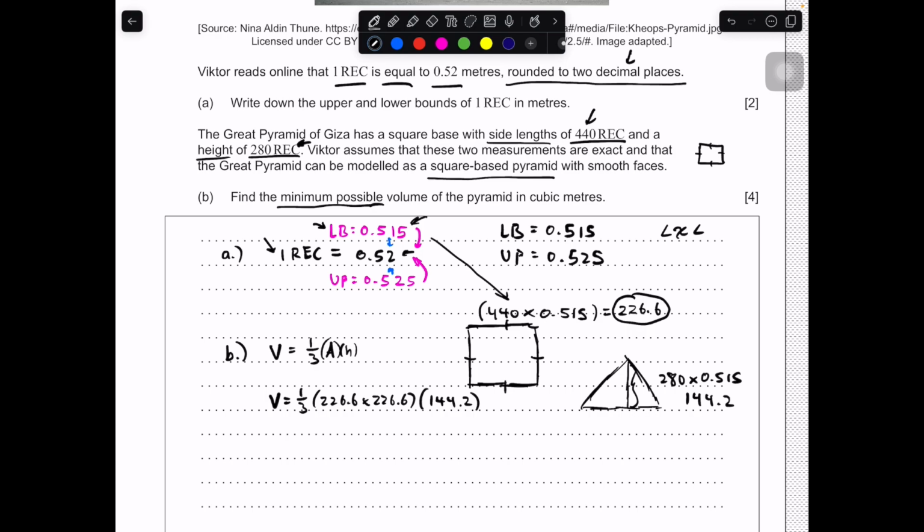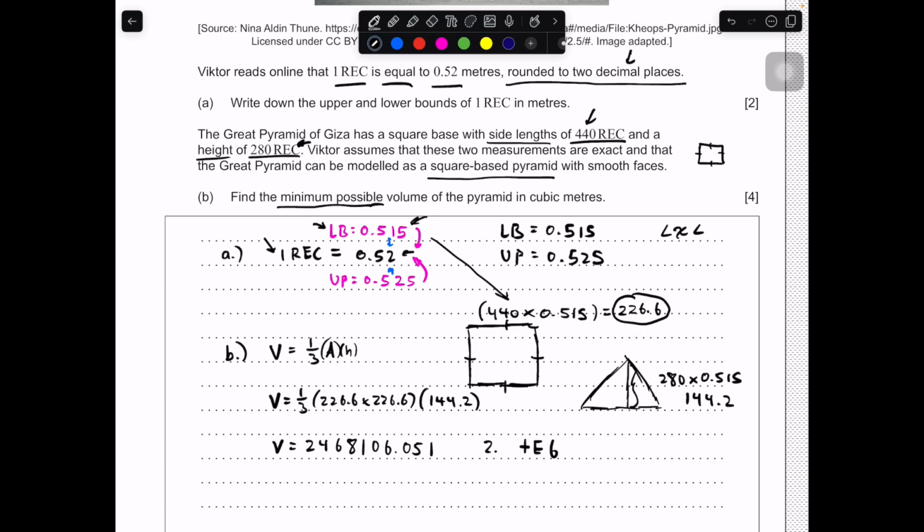Okay, quite a large value. Volume is equal to 2468106.051. That's the minimum possible value of the pyramid in cubic meters. If your calculator gave you this, they might write e to the 6. They would say plus e6 or something like that.